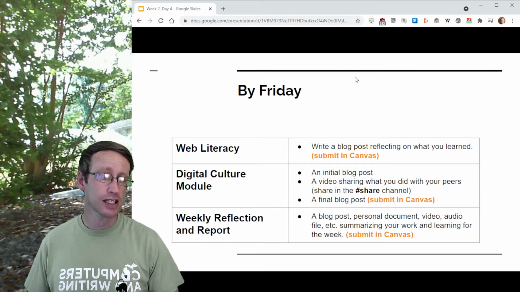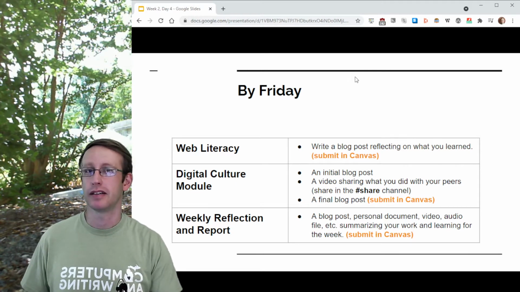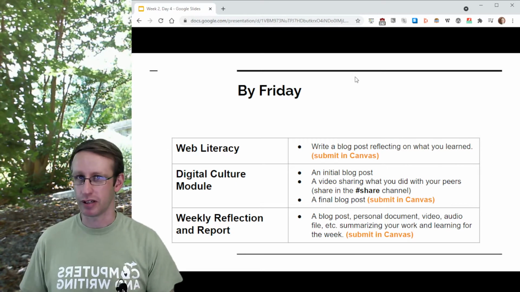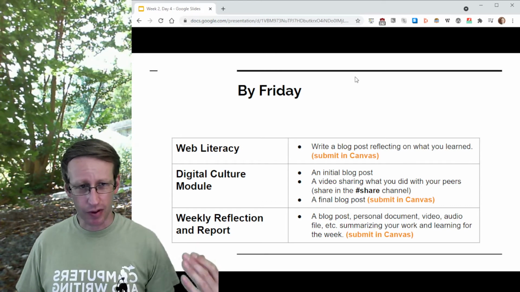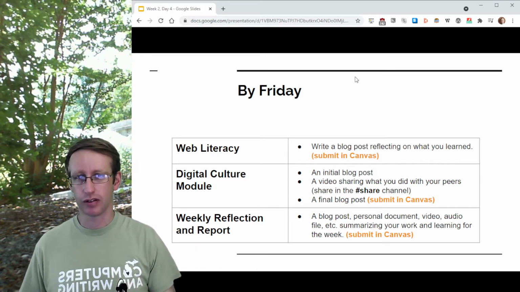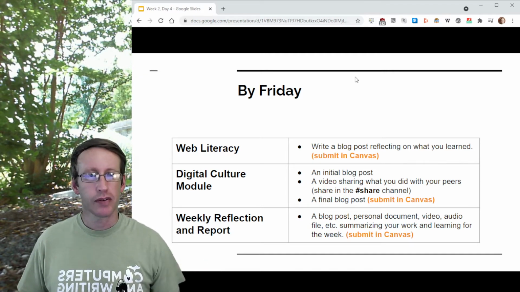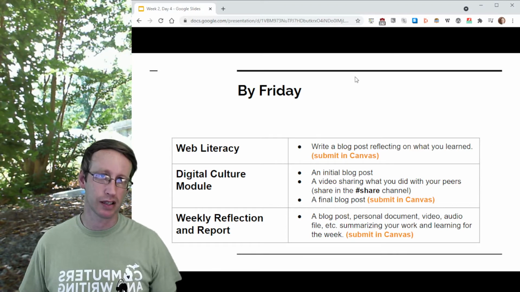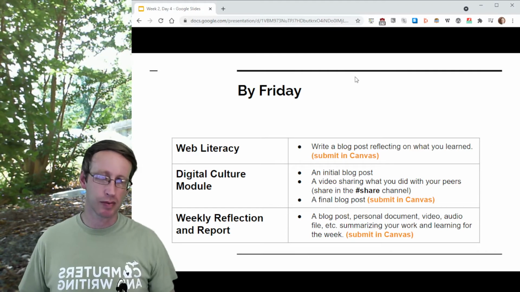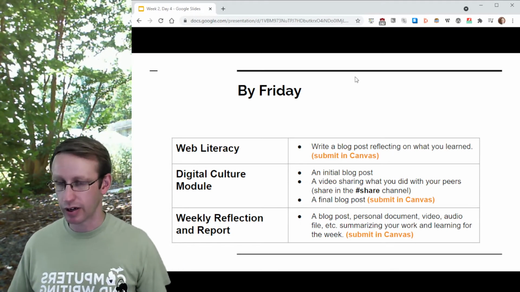And for each of these, it's actually not the object itself that you've been working on necessarily, but a reflection about it, or your thoughts about it, or your summary of it. So these are the three things. For the web literacy assignment, you've been working on this article. I have seen them and I can find them, but you don't have to submit that directly in Canvas. Instead, please submit the blog post reflecting on what you've learned. So that's something separate from the article itself. It's a post reflecting on the learning process.